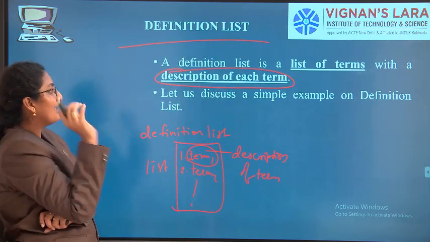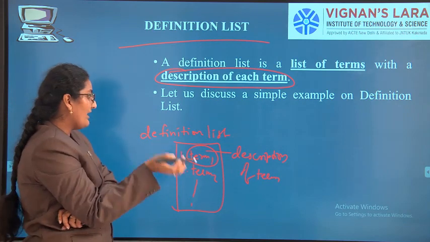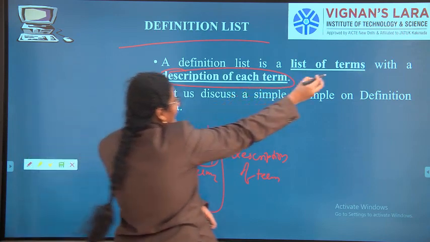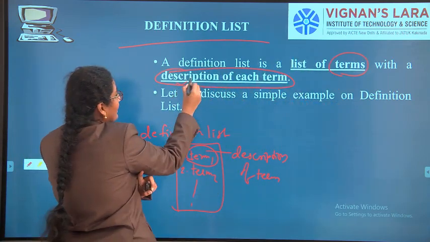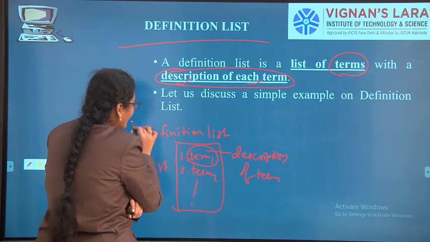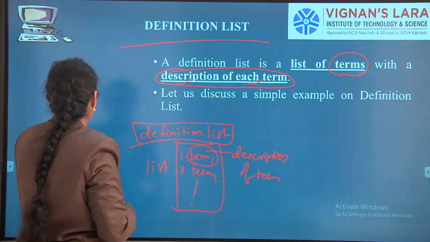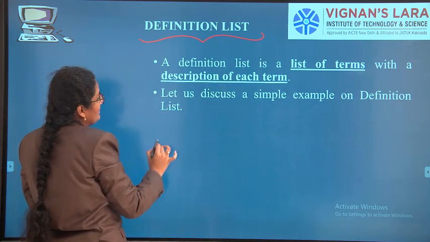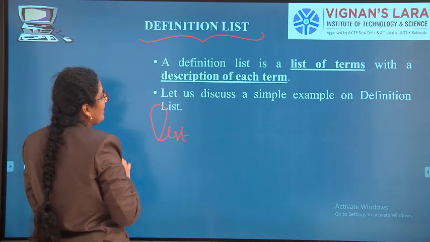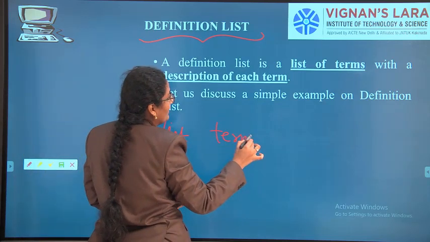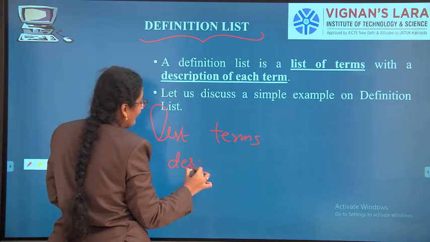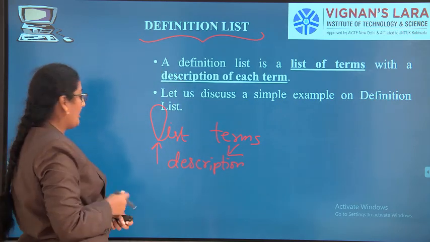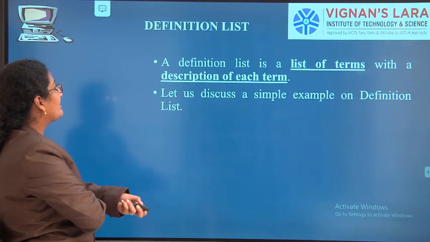A definition list is a simple list. It is also a list of similar related elements. In that list we will have some terms, and the description of each term is given in the definition list. Definition list is also a general type of list which will have some related terms. So let us see the example for that.